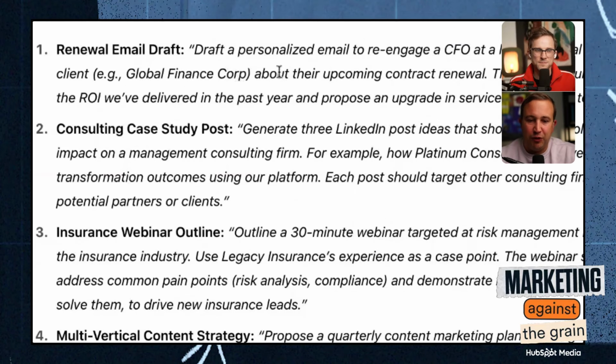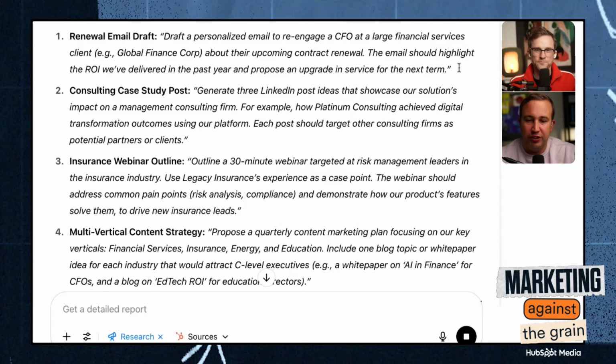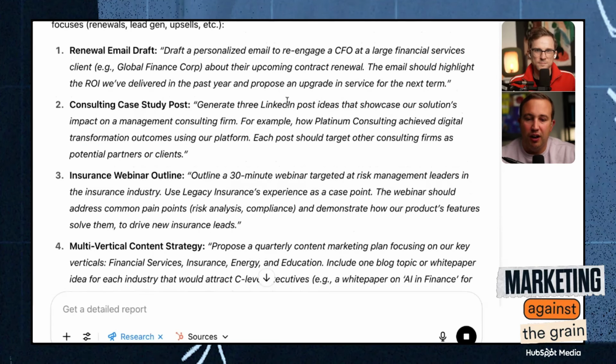Renewal email draft. Draft a personalized email to re-engage a CFO at a large financial service company, IG Global Financial Corp, about their upcoming contract renewal. This email should highlight the ROI we've delivered in the past year and the proposed upgrade of service for the next term. That's a really good use case. Yeah, and then you can automate that, and then you are in a pretty great place with your renewals.